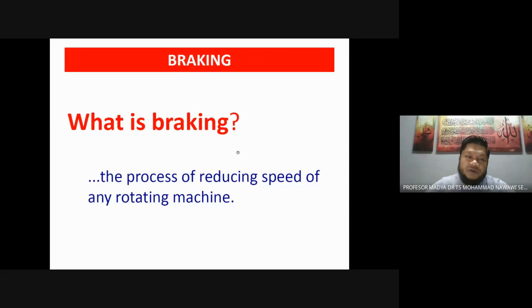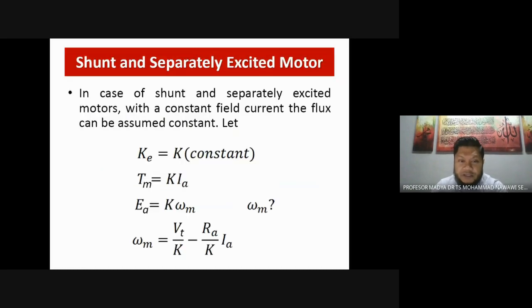Right, now we look into what braking is. By the way, this will be used for speed control later on. This equation will be used to look into the characteristics of the motor, for you to have speed control of the motor.